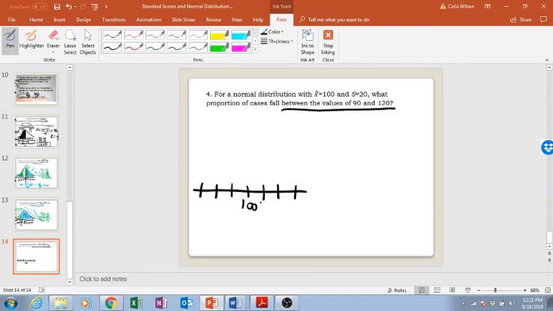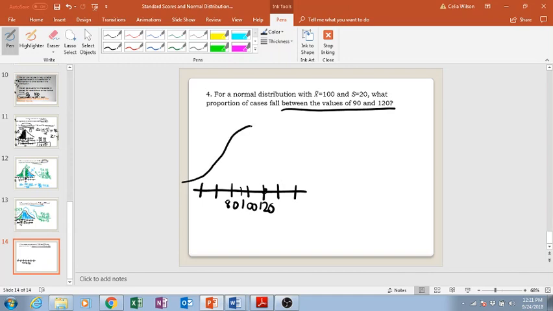If I have a standard deviation of 20, I know this first mark is going to be 120, right here. And then 90, I know this has got to be 80, because it has a standard deviation of 20. If that's 80, I know 90 is going to be right here in the middle, right in between those two. That's going to be your 90.